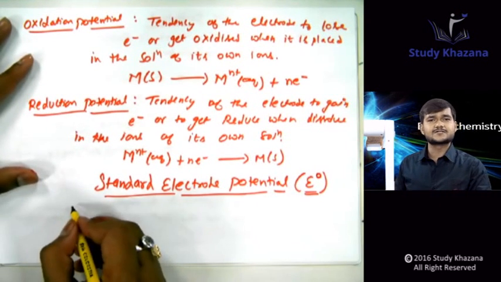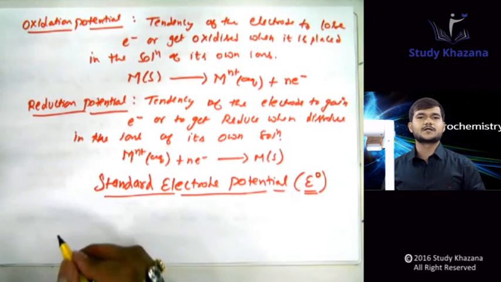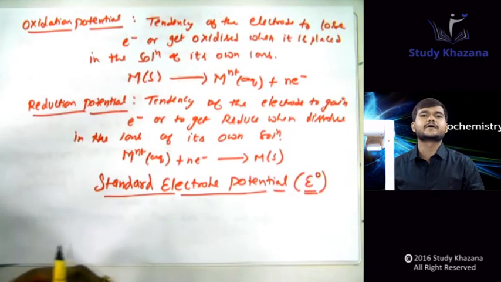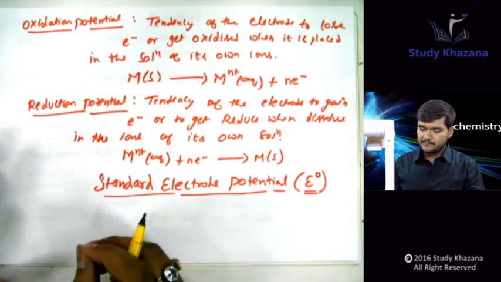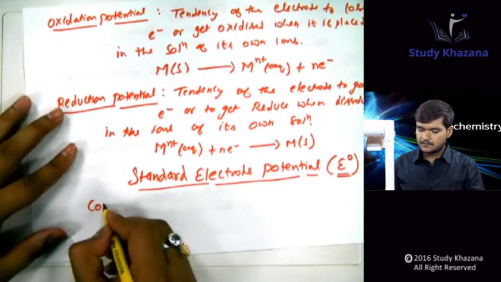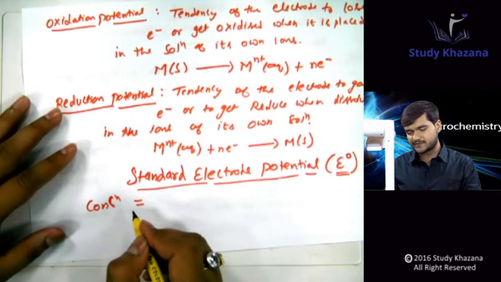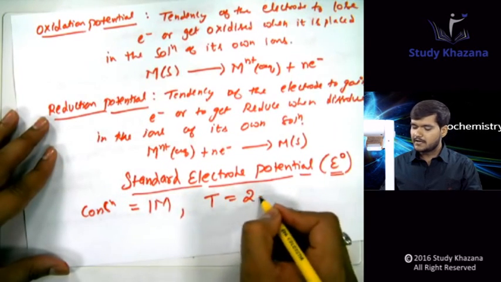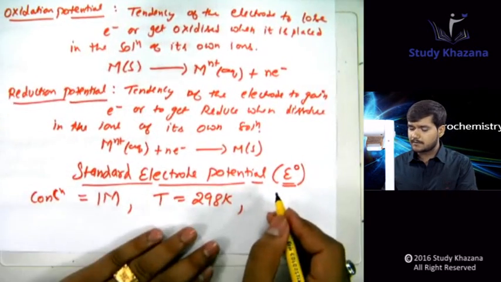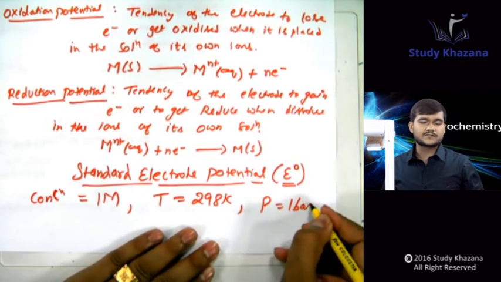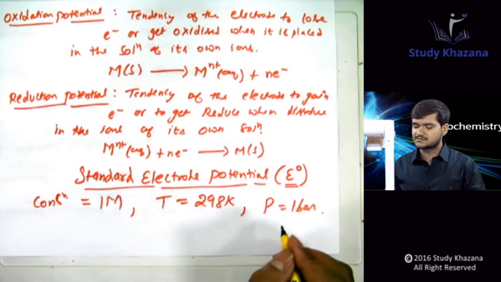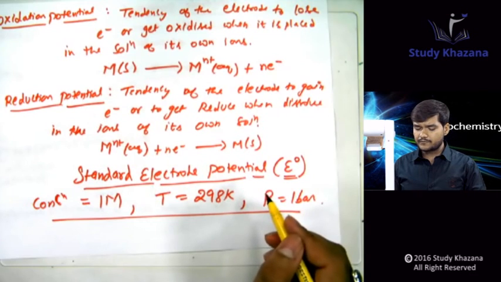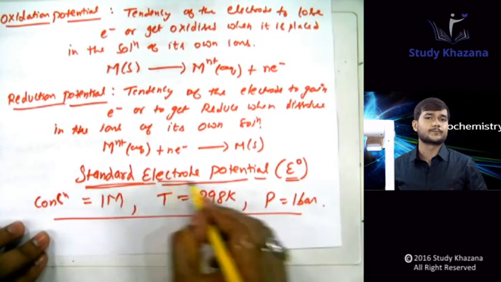First, the electrode potential which is measured at standard conditions. Now what are the standard conditions? The standard conditions are when the concentration of the solution, that is the ZnSO4 solution or copper sulfate solution, is 1 molar, the temperature is 298 Kelvin, and if gases are involved, the pressure is 1 bar. The electrode potential measured at these conditions is known as the standard electrode potential. Now the question is how we can measure the standard electrode potential.